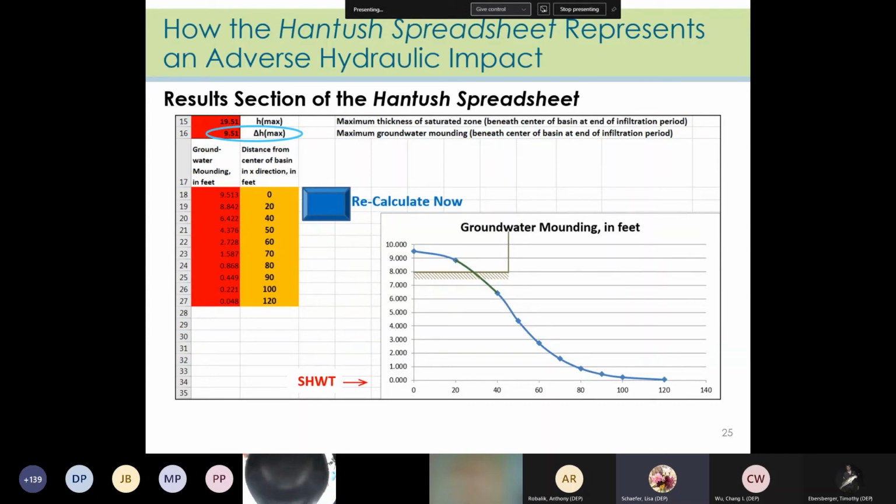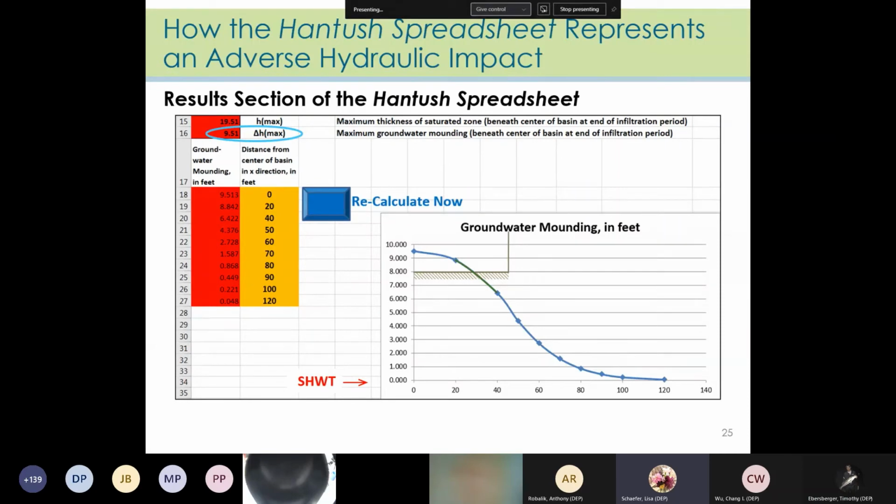Anyway, we recalculate and check the results to see if our new delta H max is less than the difference between the seasonal high water table and the bottom of the BMP. And you could try this perhaps one more time with a little bit longer T, as long as R is proportionally reduced. And if that doesn't work, then you're going to have to check Chapter 13 for an example of changing the dimensions of the infiltration area and do a whole other set of models.